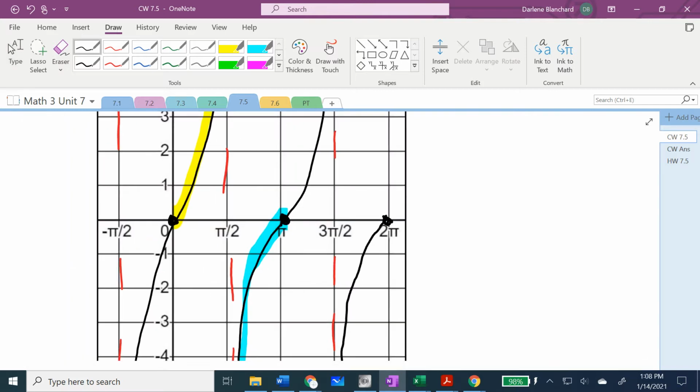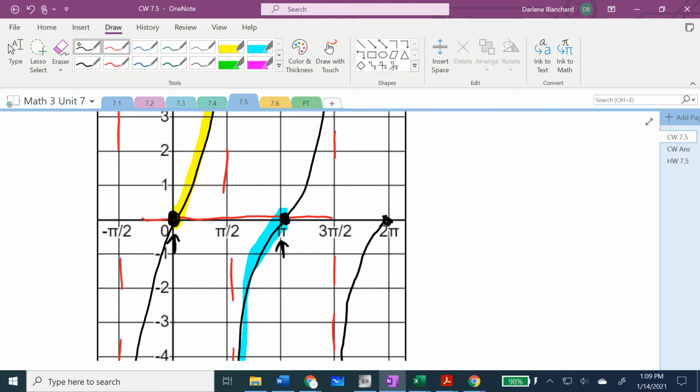If I take this graph from 0 to pi, the horizontal line that I draw at y equals 0 will go through 2 points. That is the main reason why we cannot go forward with tangent.